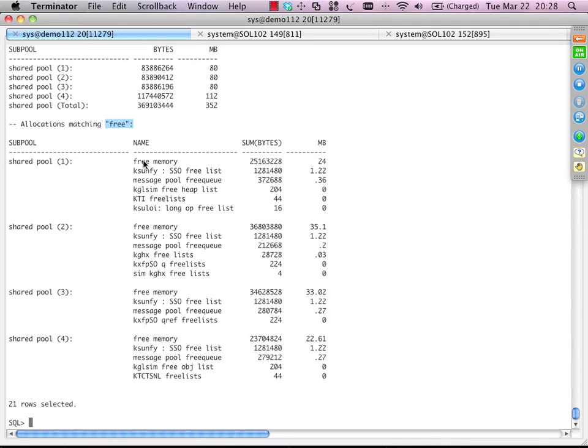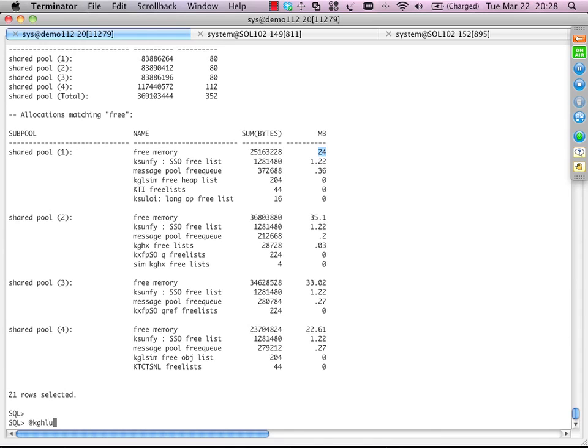And as I search for free, now I see how this space has been broken down, and I see that this pool has 24 megs of free space, this has 35, 33, and so on. So we don't see too bad an imbalance from here. But on the other hand, we don't know how fragmented this free memory is. Perhaps one pool has better fragmentation, the other one has worse. But anyway, with multiple subpools, it is possible to see this info.